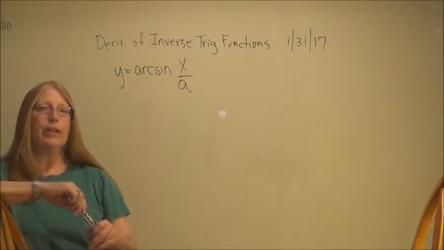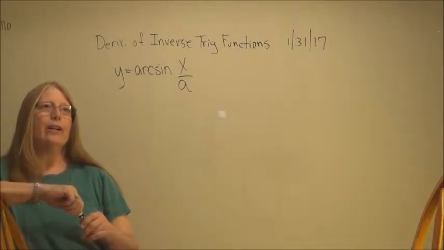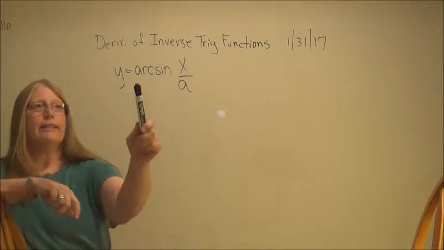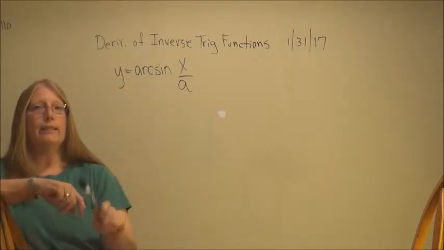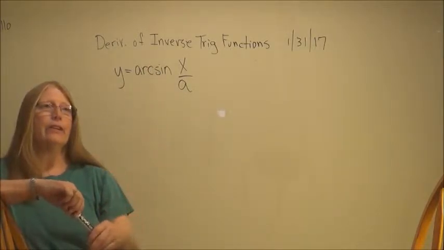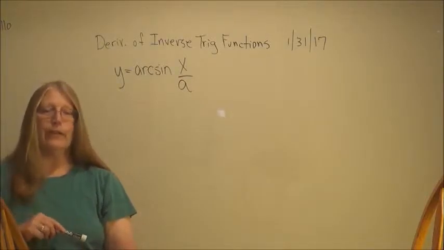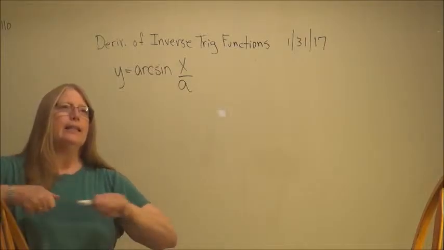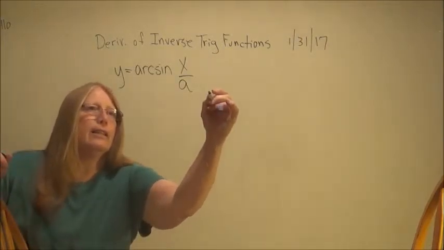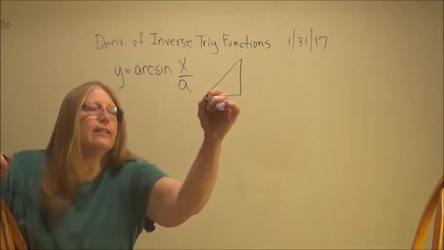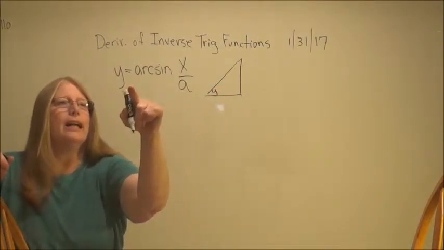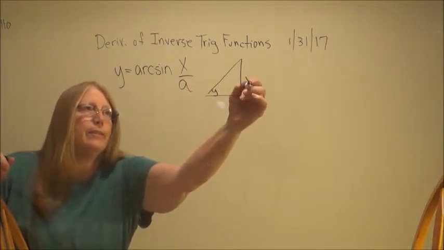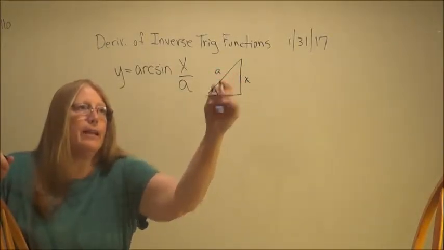And the one we're going to start with is y equals arc sine of x over a. Remember, another way to write that is sine to the little minus 1, which is also read sine inverse of x over a. Same thing, two different notations. All right, let's remember what that means. So this is saying that there is some angle out there, y, whose sine is x over a. So that's opposite over hypotenuse.